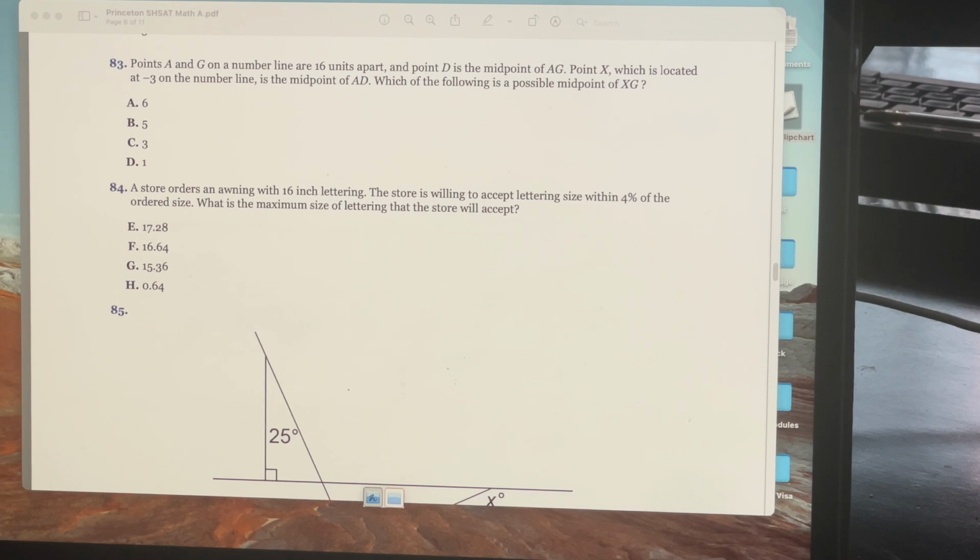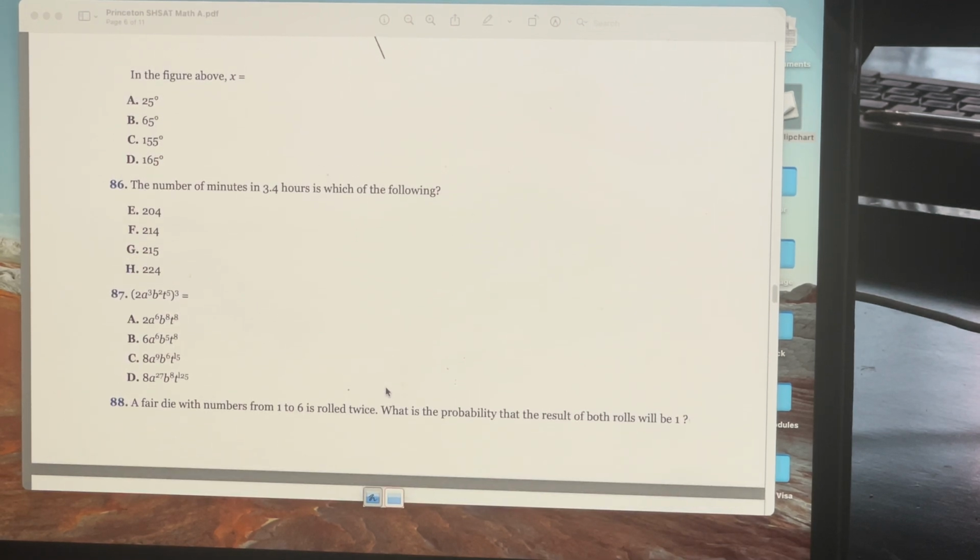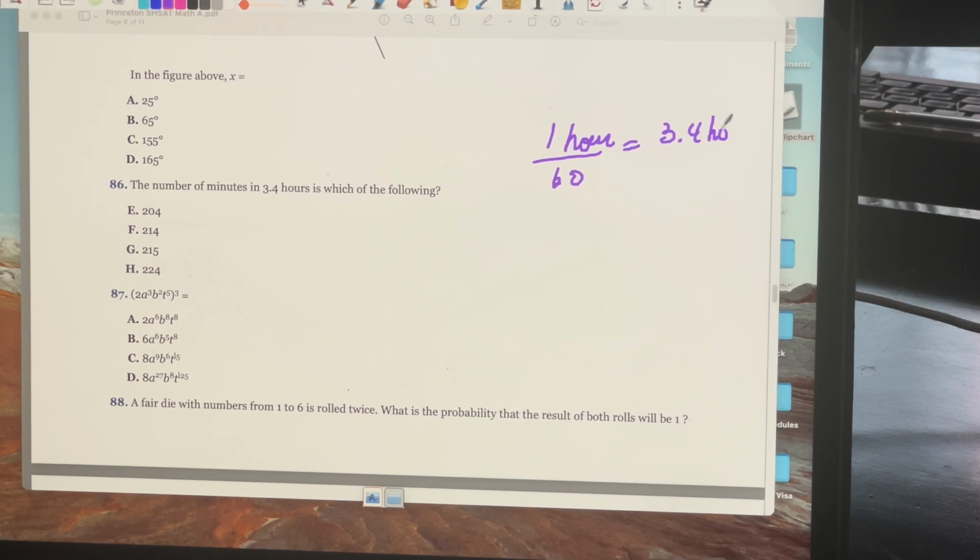85, do we read? No, we don't have to do 85, right? It's too easy. 86, the number of minutes in 3.4 hours is which of the following? So again, you can set up a proportion, 1 hour, 60 minutes, 3.4 hours is X, and just multiply. Right, so you get 3.4 times 60, 24 goes 2, 20.4, 204, 1 decimal over, and there you go.